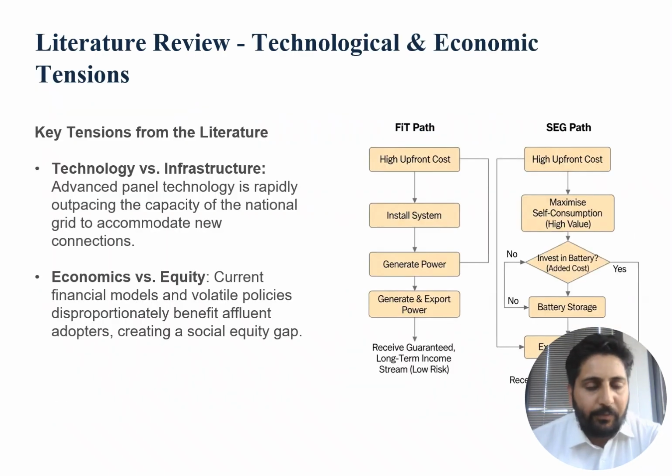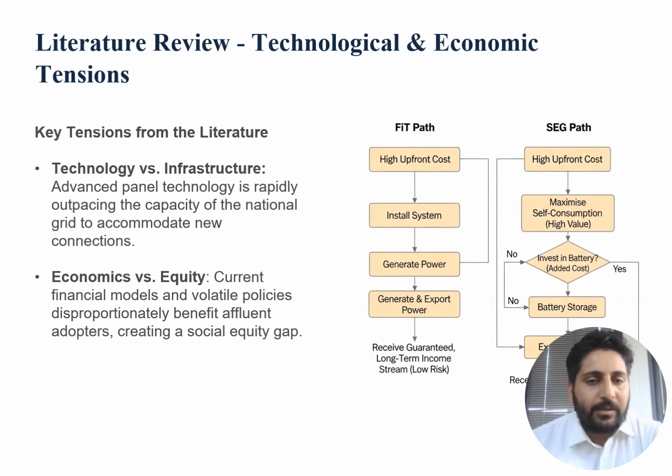So next is the literature review. Before explaining my methodology, it is important to understand what the existing research shows. My literature review did not just summarize studies; it identified key tensions. The first, as shown in the diagram on the left, is a conflict between technology and infrastructure. We have amazing, highly efficient solar panels, but the national grid is acting as a major barrier, physically limiting how many can be connected.